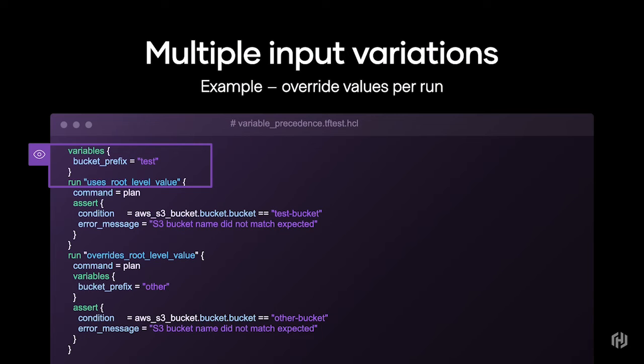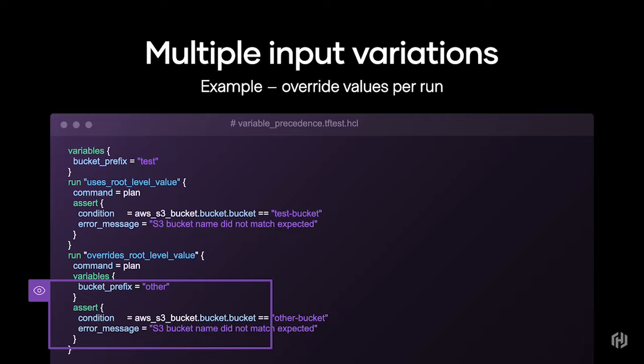So here is an example of that first technique I talked about, having multiple input variations. Here we have some top-level variable values that are going to apply to all of the test runs within this test file. But lower down, and again, it's a little misaligned, we see another variable block inside a run. For that run, those variables will win. Basically, it's a precedence thing, right?